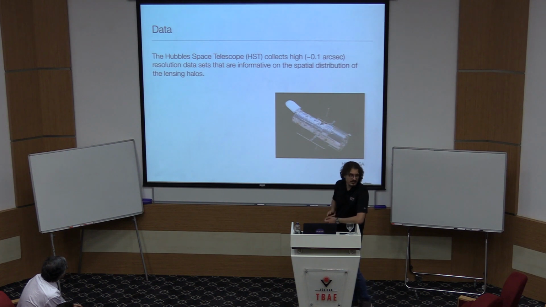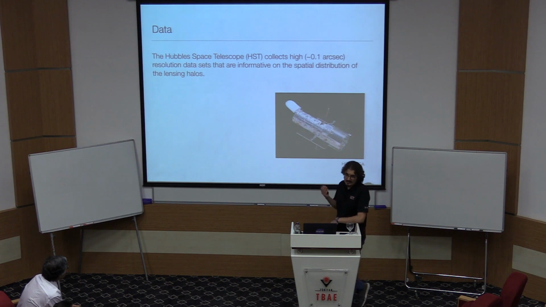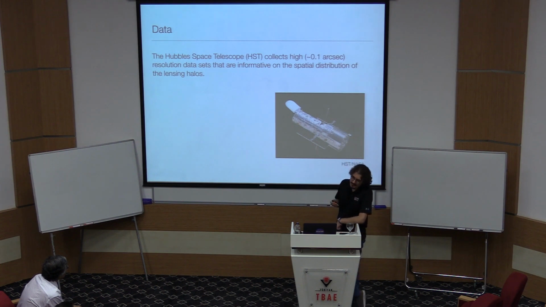The reason is simply because it's got really high angular resolution. For especially galaxy type lenses, you need a resolution of order 0.1 arcsecond, and that's only available in space. If you're on Earth, then the atmosphere doesn't allow you to resolve images down to 0.1 arcsecond. Usually you're seeing limited, which means that it's like an arcsecond.